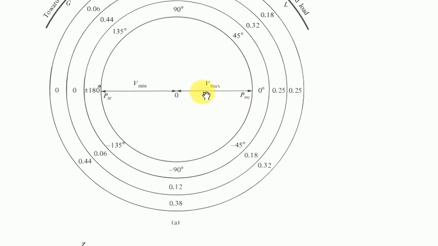Vmax can occur anywhere starting from this point towards the right hand side, while Vmin can occur anywhere starting from this 0 towards the left hand side along the gamma R axis.